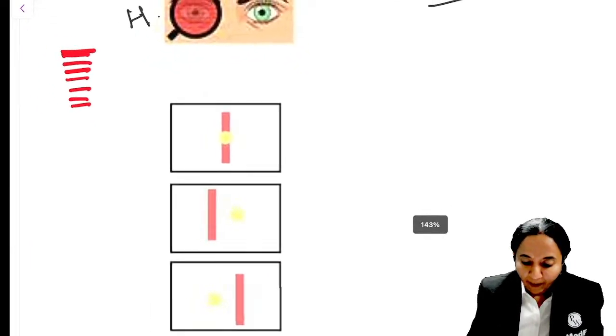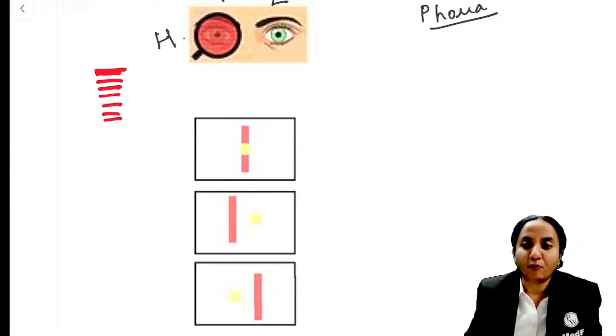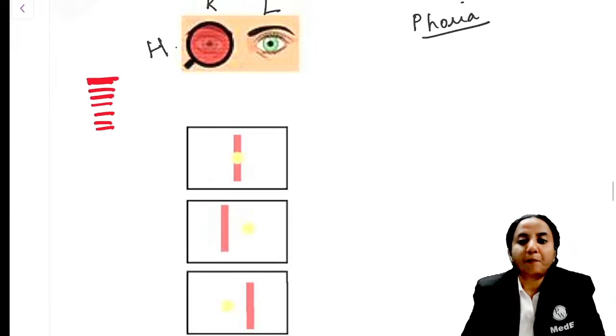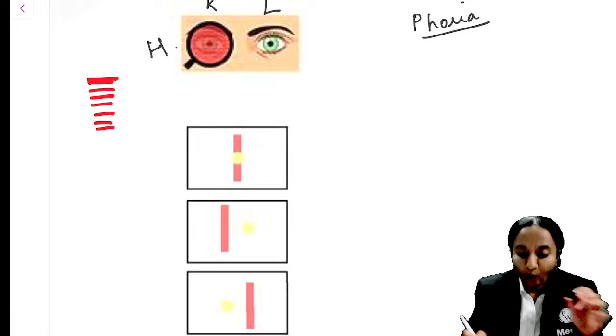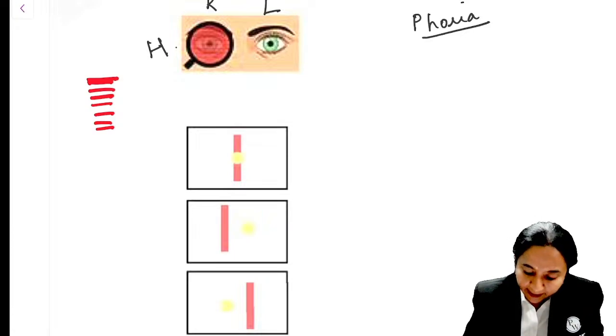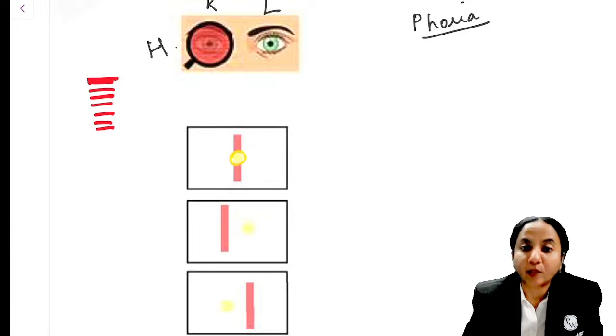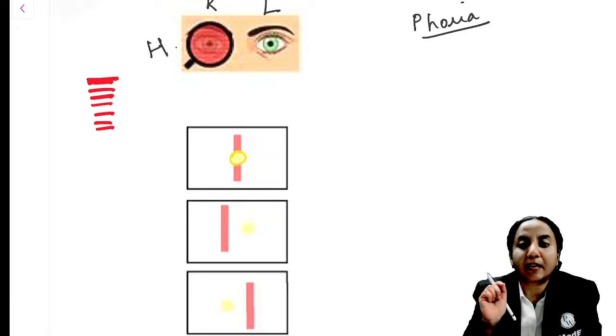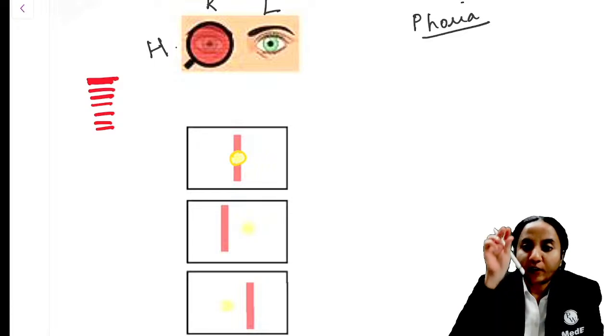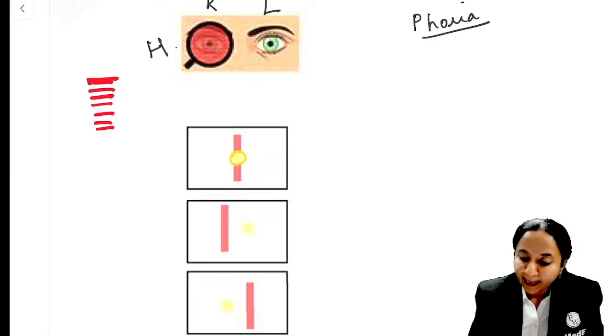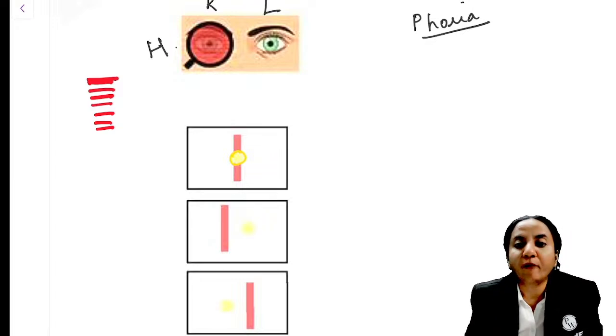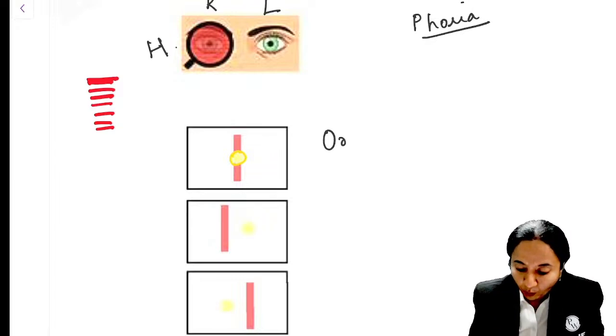Now, this depends on, this is going to show us what kind of phoria the patient has. So suppose this yellow dot is at the center of this red line. So, hum patient se poochenge ki aapko kya dikh raha hai. So, if the yellow dot is at the center of the red line, that means that patient ko koi bhi phoria nahi hai. This is orthophoria. This means that there is orthophoria.